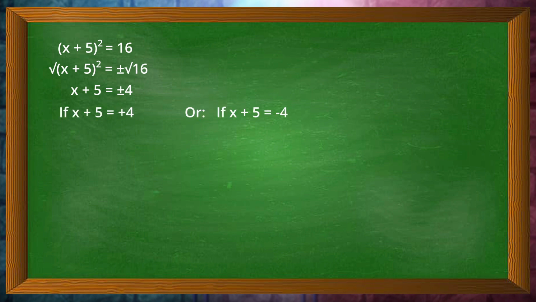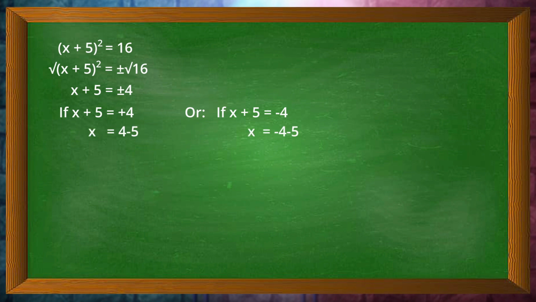An equation such as (x plus 5) squared is equal to 16 is also easy to solve because both sides are perfect squares. Just find the square root of both sides. Remember that the right hand side can have a positive or negative square root. This leads to x plus 5 is equal to plus or minus 4. Now we solve the equation twice, once using the positive 4 and again using the negative 4.